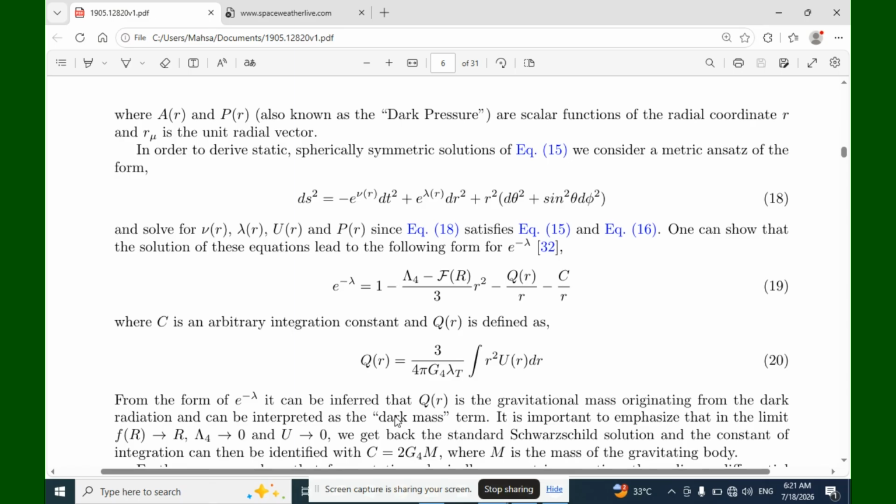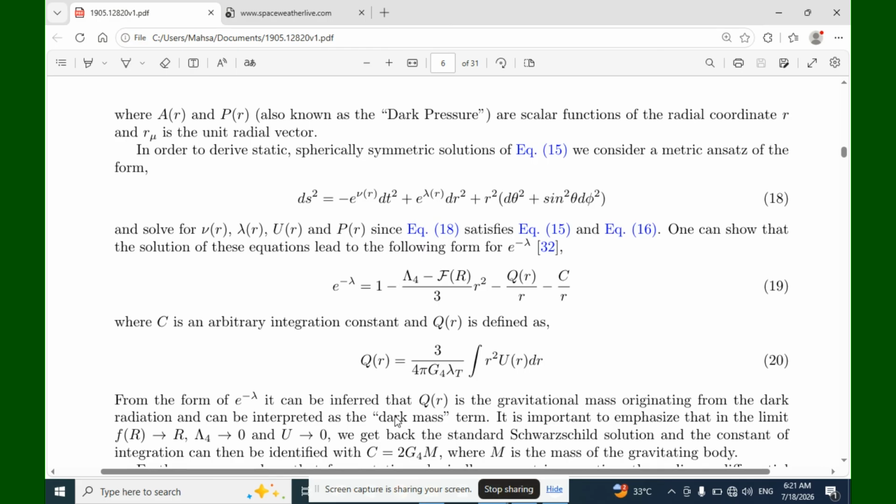We consider a metric of the form ds to the power of 2 is equal to minus e to the power of mu r dt squared, plus e to the power of lambda r dr to the power of 2 plus r to the power of 2 multiplied by d theta to the power of 2 plus sine to the power of 2 theta d phi to the power of 2, and solve for mu nu r, lambda r, ur and pr, since equation 18 satisfies equations 15 and equation 16.